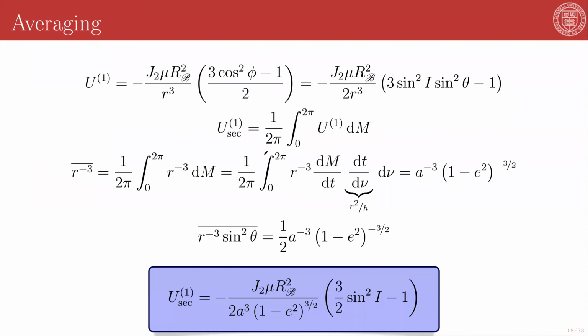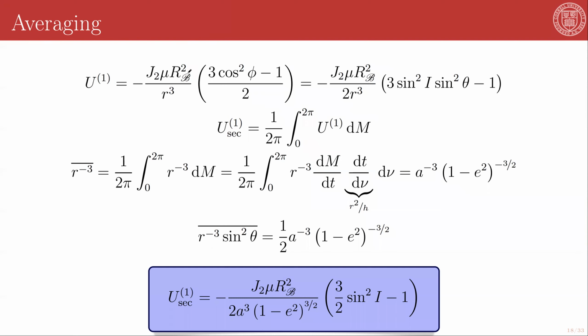Remember, we can average the perturbing potential before applying Lagrange's planetary equations. So rather than doing the averaging after the fact, after we found the rates of change of various orbital elements, as we've done in the last two examples, let's see what happens if we average first before applying Lagrange's planetary equations or before going to a force expression.